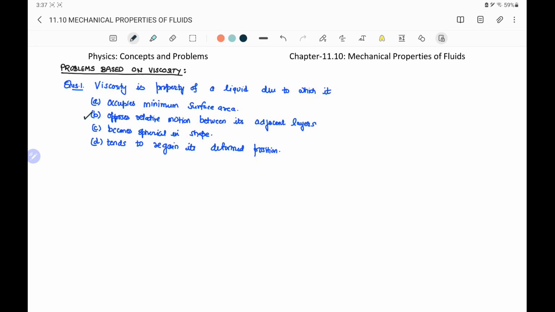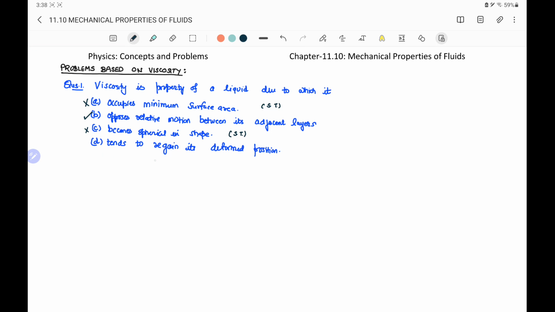If we check the other options, option A is occupies minimum surface area. This is a property of surface tension. So option A is incorrect. Option C says that it becomes spherical in shape. It is also a property of surface tension. So this option is also incorrect.